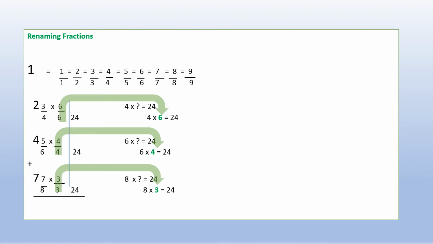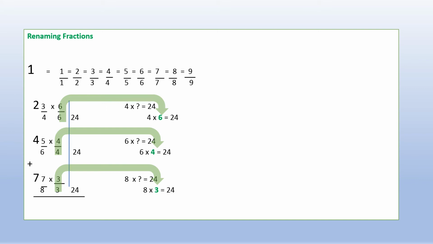So the way we get to it, we go 4 times what gives us 24? 4 times 6. 6 becomes our renaming fraction. So there will be 6 on top, 6 at the bottom. You notice we have to write it as a fraction. You can't just put a single 6. 6 times what gives us 24? 6 times 4. So 4 is our renaming tool. There will be 4 on top and a 4 at the bottom.